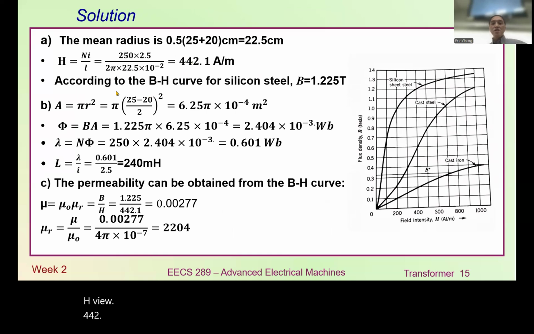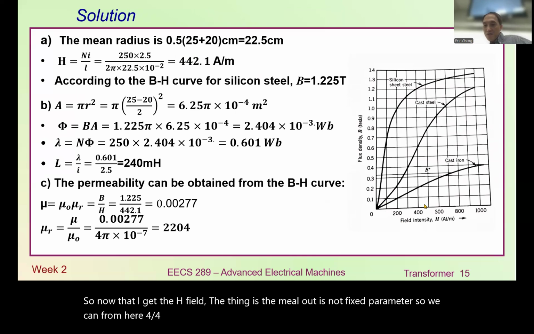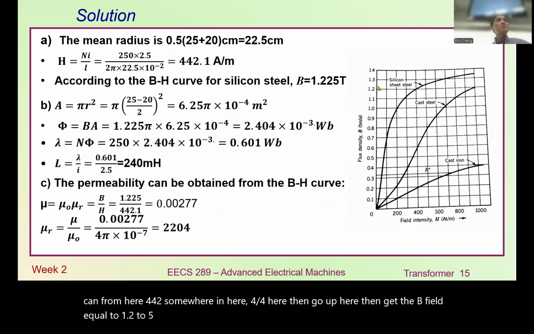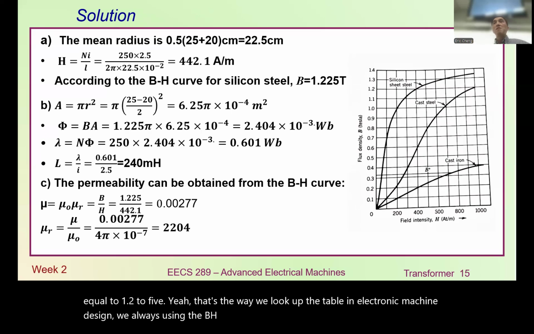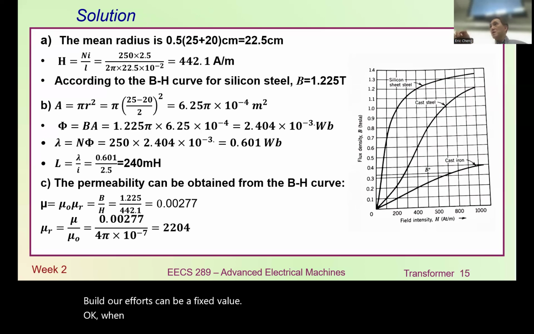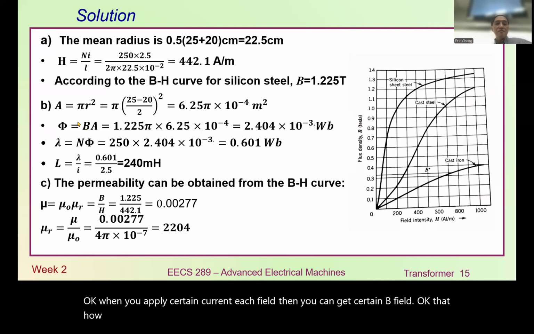So now that we have the H field, the thing is that μr is not a fixed parameter. So from here, 442 somewhere in here, then go up here, then we get the B field equal to 1.225. Yeah, that's the way we look up the table. In power electronic machine design, we always use the manufacturer's BH curve to look up. We don't treat μr as a fixed value. When you apply a certain current, giving a certain H field, you get a certain B field. That's how we get that.